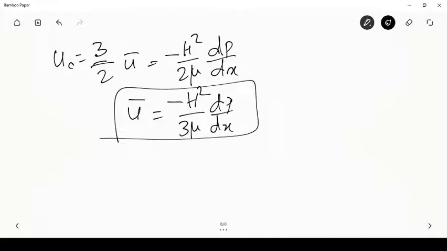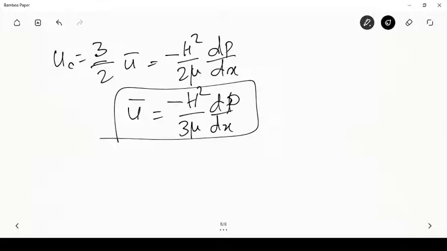Okay, so this will be the mean velocity. As you can see, as I increase the gradient of pressure that I impress on the flow, the mean velocity will go on increasing. And since the mean velocity increases, the mass flow rate through the system increases.